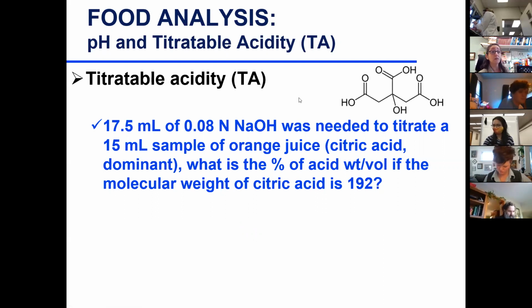So here's your hint, citric acid. I drew it for you. Instead of telling you how many pKa's, I just drew the structure. So you have 3 carboxyl groups here. So go ahead, take a moment.